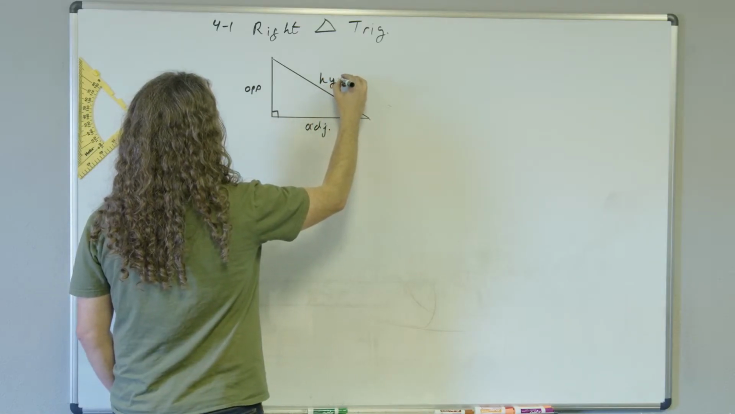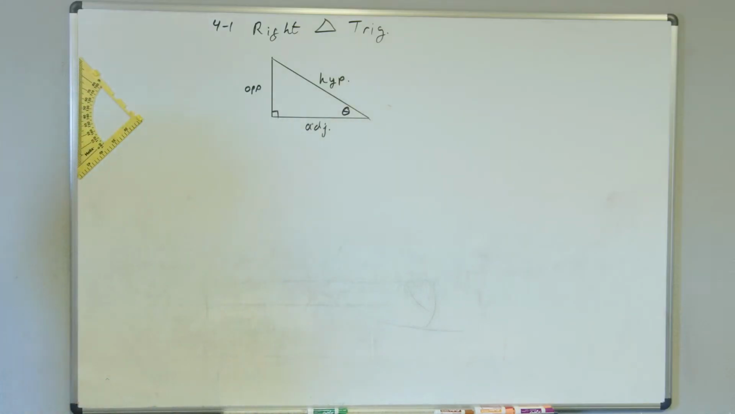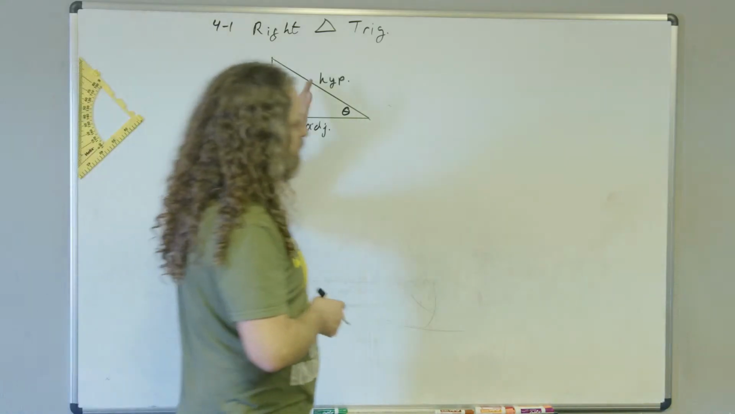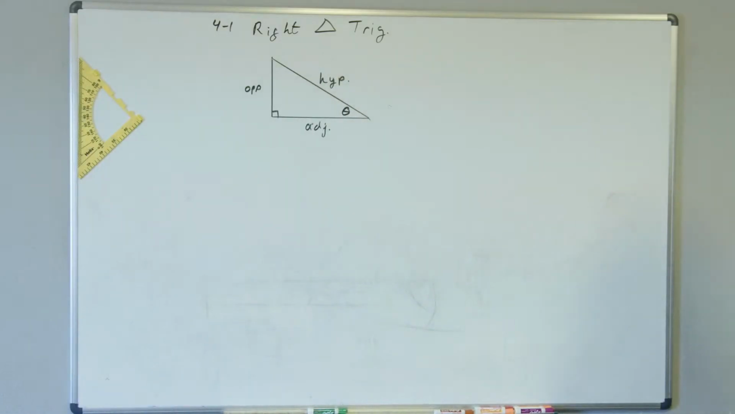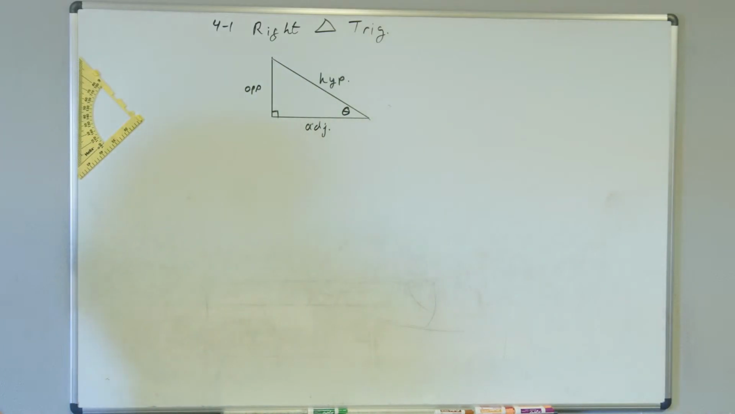How can we tell which is which? The longest one is the hypotenuse. It's also the one that's across from the 90-degree angle. Both of those things are true. So how can we tell the other ones? It's based on which angle we're using. Yeah, that angle. How can I tell which one's which? The adjacent is adjacent to it. And the opposite is opposite it. Yeah, great. Easy peasy.